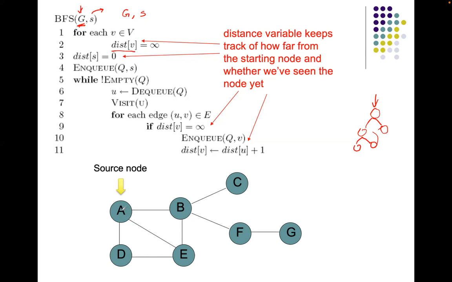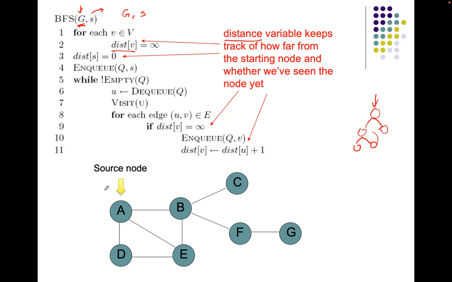To reach node C from A, we first have to traverse B, then C. But node G is 3 steps away. For example, I have to go to B, then F, then G. So the BFS algorithm will give us this idea, and we'll have an initial distance variable that keeps track of how far each node is from the starting node and whether the node is already visited or not.